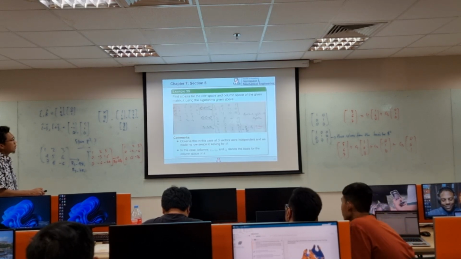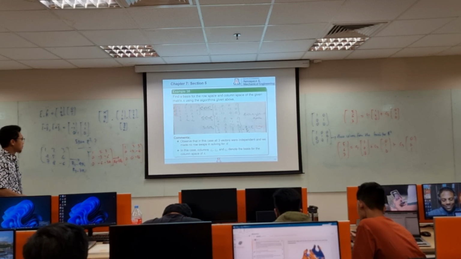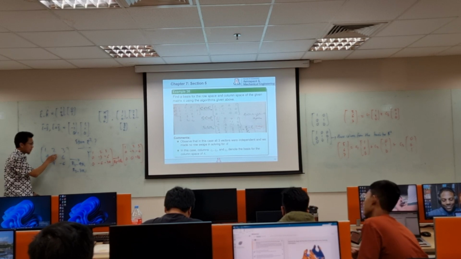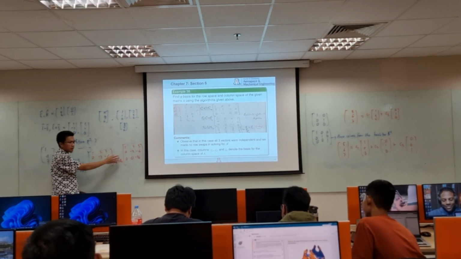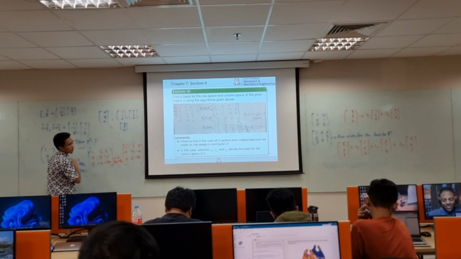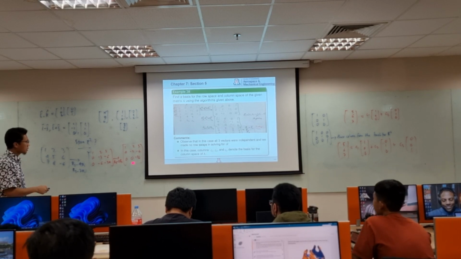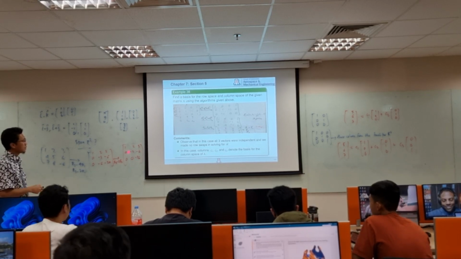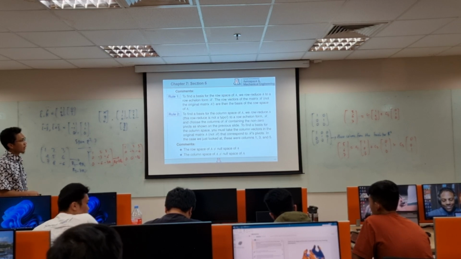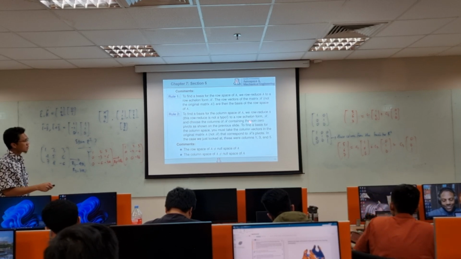Okay, the basis. Now this matrix, after I reduce it up to this, then these columns form the basis for matrix A. So once you do this form, then this is actually the basis for the column space of A.